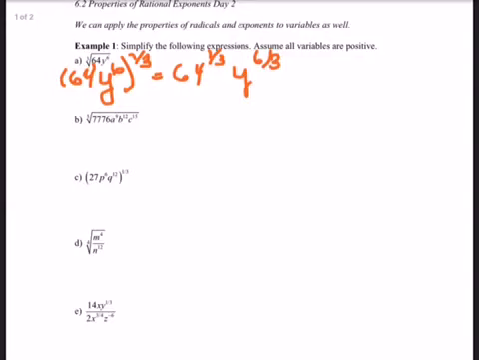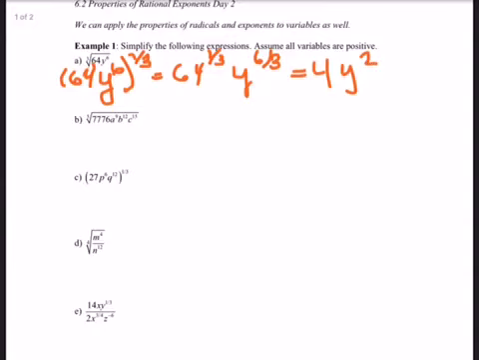So 64 to the 1/3 means the cube root of 64. The cube root of 64 in this case is 4. And y to the 6/3 is y squared, so this simplifies down to 4y squared.